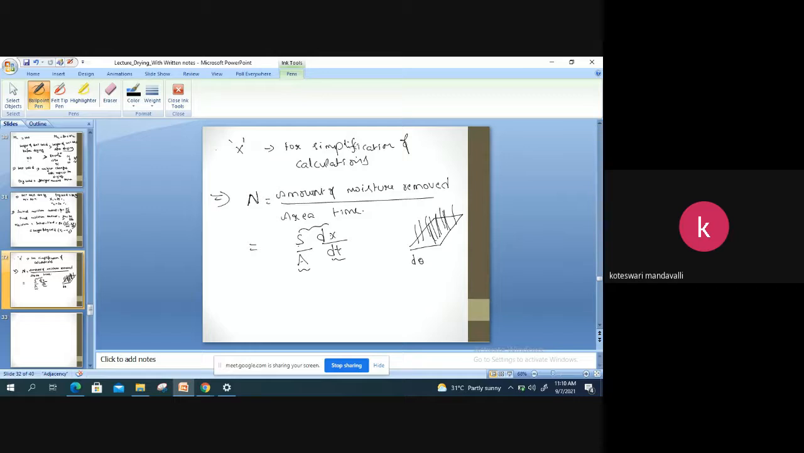You got all the values. Let me write S into dx again. The amount of moisture content removed is S, that means weight of dry solid, into dx. This is the amount of moisture removed divided by dt, the time taken for drying, divided by A, the area of the solid which is exposed to drying. Exposed to drying is again very important.